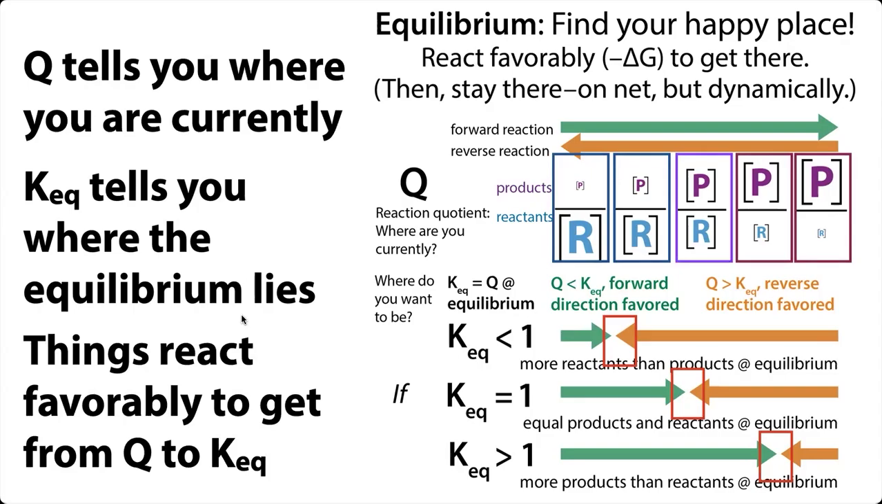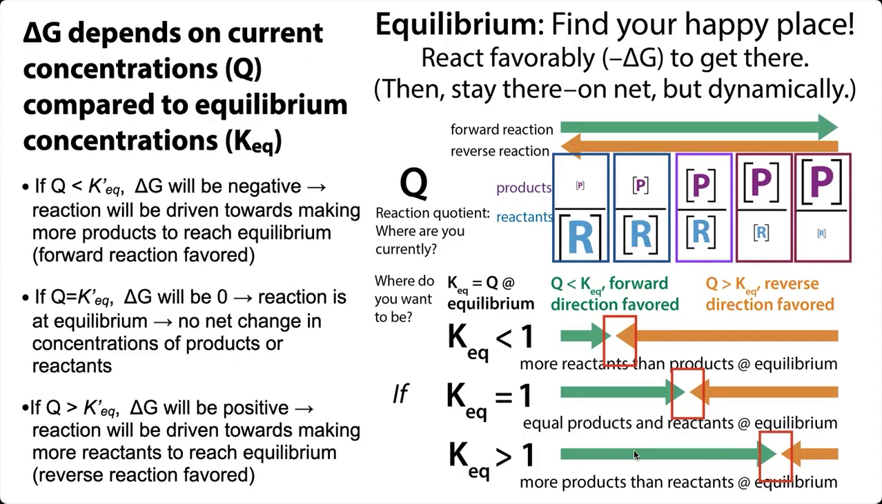Now, remember that things are going to react favorably in order to get from Q to KEQ. So we need to compare our Q to our KEQ in order to know which way is going to be favorable. If our Q is less than our KEQ, so we have a Q that is somewhere over here, but then a KEQ that's somewhere over here, this reaction, in order to reach equilibrium, has got to make more products. If you're going in that forward direction as written, making more products, then we say it has a negative delta G, it's exergonic, and we're going to be reacting in a way to make more products, in the forward direction.